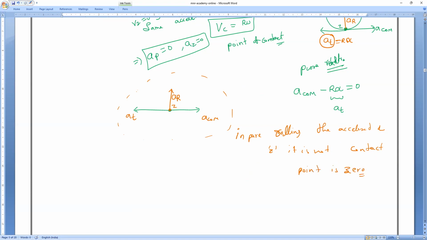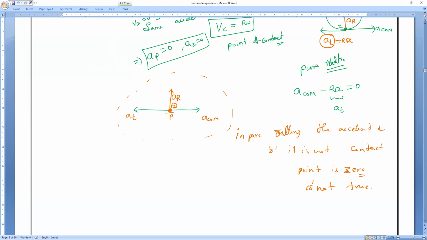The contact point acceleration is not 0. That is wrong because 3 accelerations are acting. Which is wrong actually? 0. It is not true. Please remember, if I say in a pure rolling, the acceleration of the contacting point is 0, that statement is wrong.